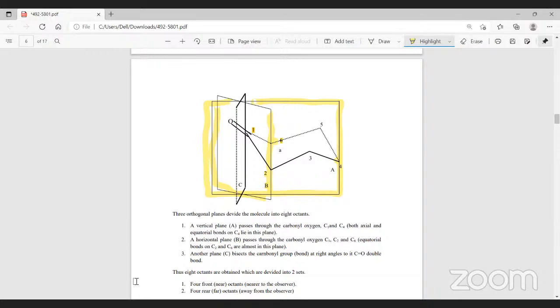And the next, last one, is another plane, that is plane C. It bisects the carbonyl bond. So here these 8 octants are obtained, which are divided into 2 sets.